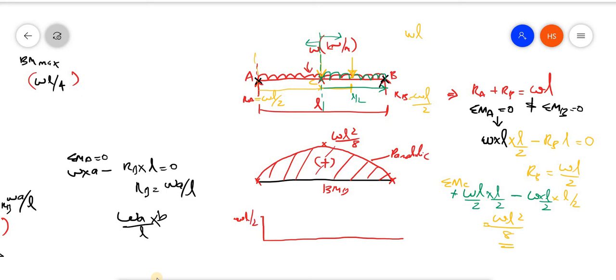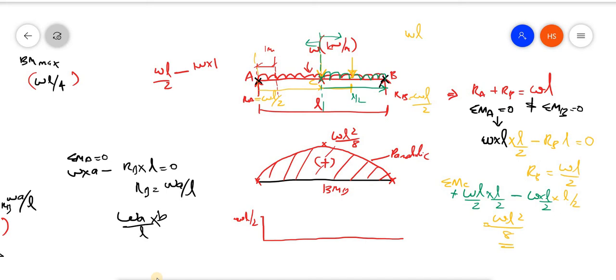Now, what will be the shear force at the next point? I am considering a small point at a distance of 1 meter. What will be the shear force here? There is WL by 2, and this UDL is acting downward. Therefore I take WL by 2 minus W into 1. So the answer is WL by 2 minus W.